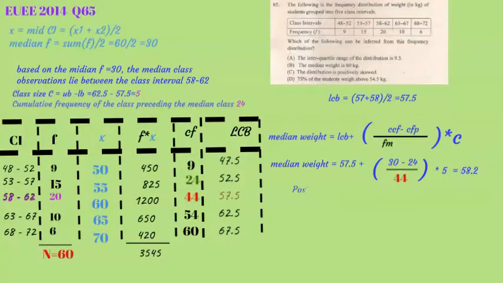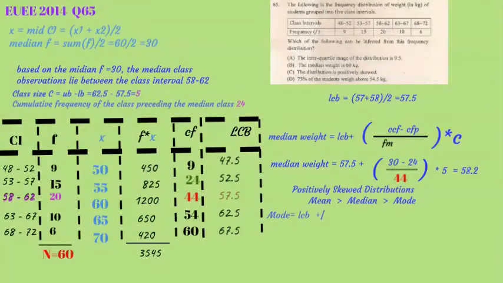So let's check C now. Since we have the median weight, all we have to do is find the other two averages, the mean and the mode. To say the distribution is positively skewed, the mean must be greater than the median, and the median must be greater than the mode. So let's find the mode first.